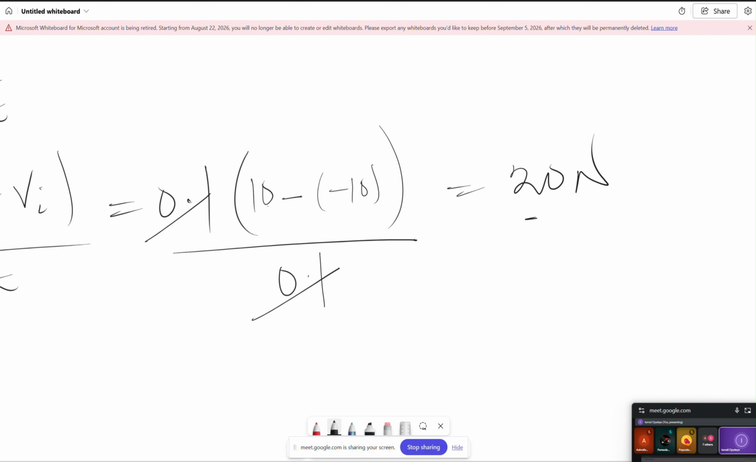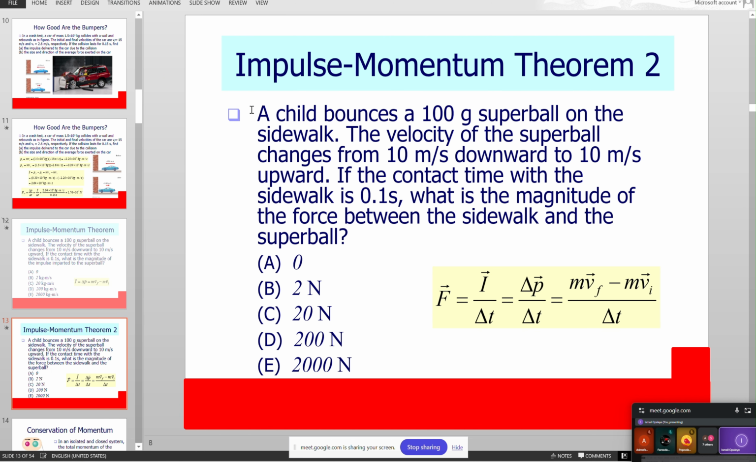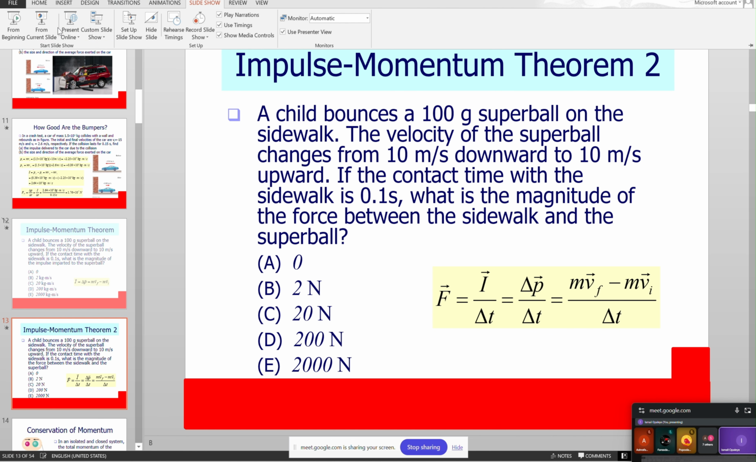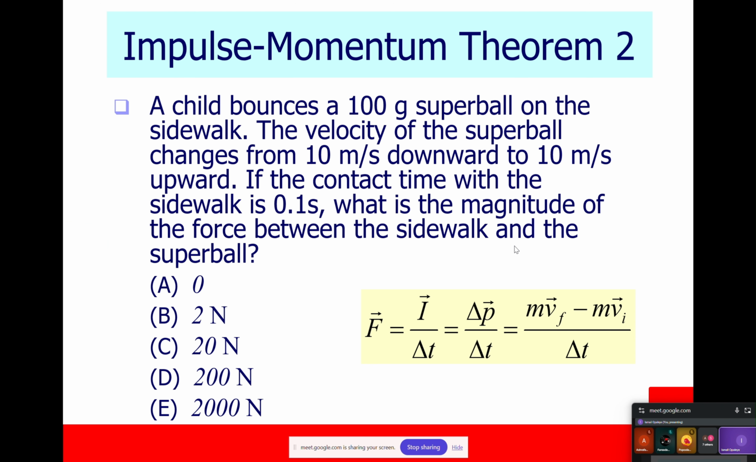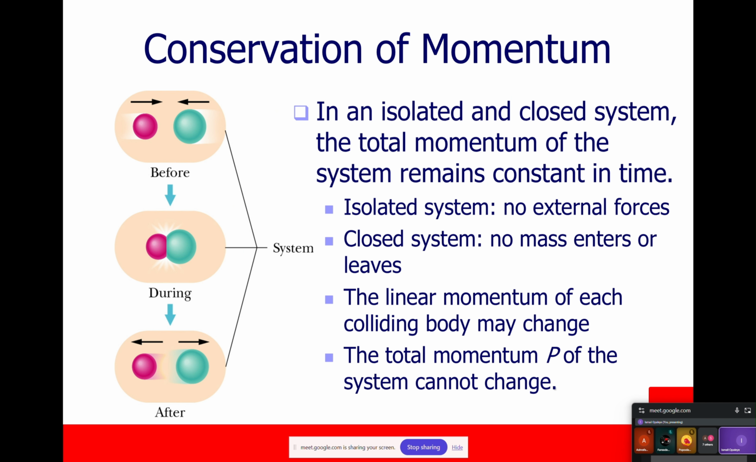Okay, so everybody got it right. So 20 is absolutely correct. All right, let's move quickly. So we have 20. So now, conservation of momentum.